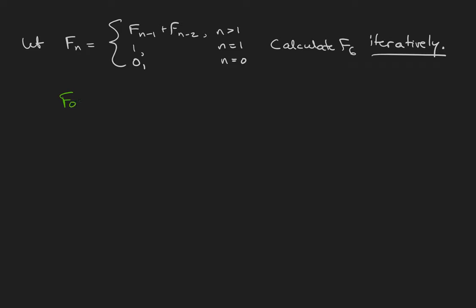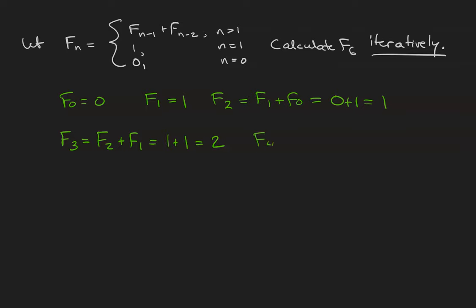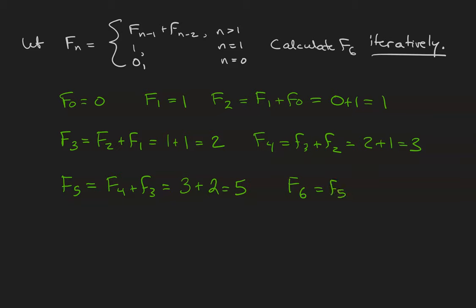So we want to calculate f6 iteratively. We're going to start at f0, which is 0 by definition. f1 is 1 by definition. And then f2, applying the recurrence, is f1 plus f0. So 0 plus 1 is 1, so f2 is 1. f3 is f2 plus f1, which is 1 plus 1, or 2. f4 is f3 plus f2, which is 2 plus 1, or 3. f5 is f4 plus f3, which is 3 plus 2, or 5. And f6 is f5 plus f4, which is 5 plus 3, or 8.